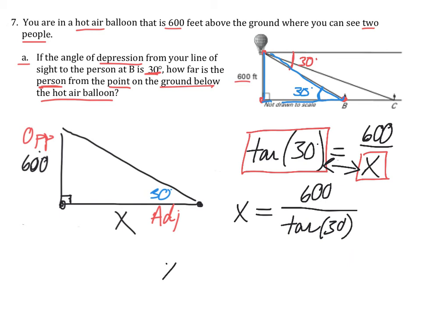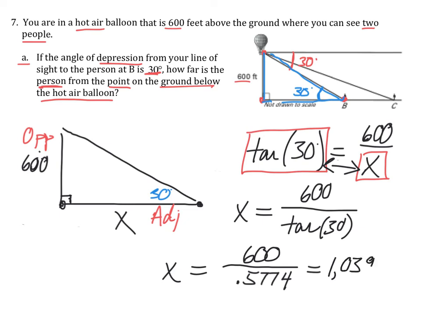Before I can plug this into my calculator, I'm going to change that tangent of 30 degrees into a decimal, which gives me 0.5774. So the distance from that point directly below the hot air balloon to the person at point B is going to be 1,039.1 feet. So now let's fill that in our picture.